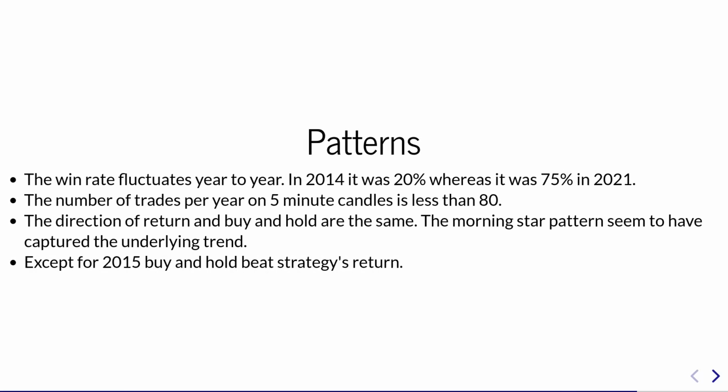Patterns. The win rate fluctuates from one year to another. In 2014, it was 20%, in 2012, it was 75%. The number of trades per year on a 5-minute candle is less than 80. The direction of return and buy and hold are the same. The Morningstar pattern seems to have captured the underlying trend. Except for 2015, buy and hold beats the strategy's return.